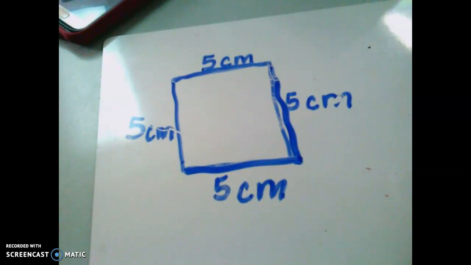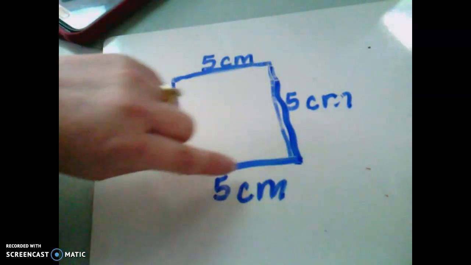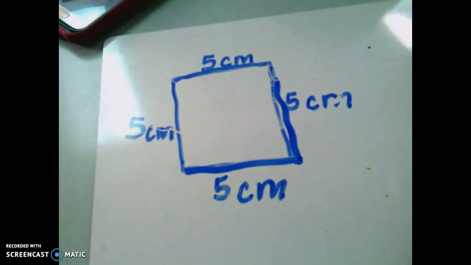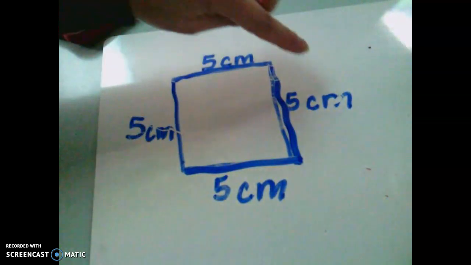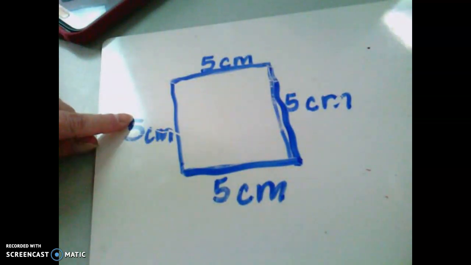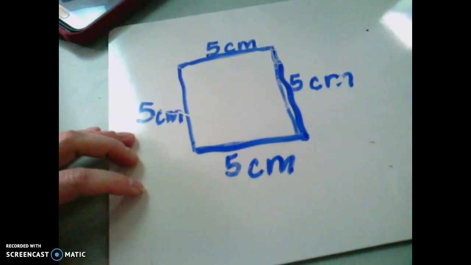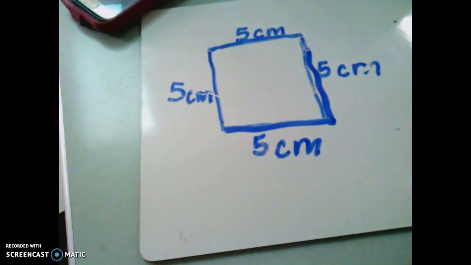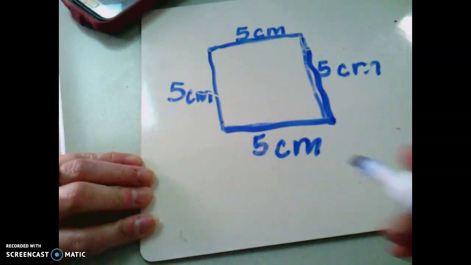Okay, so on this page we're going to talk about perimeter. And perimeter is the distance around a shape. So on my square here, you can see that each side is 5 centimeters. So when we figure out perimeter, all we need to do is add the sides together.